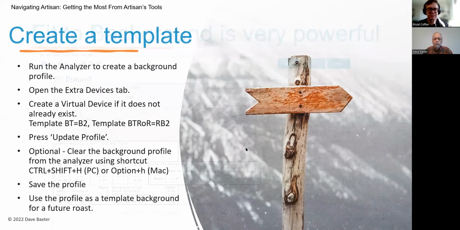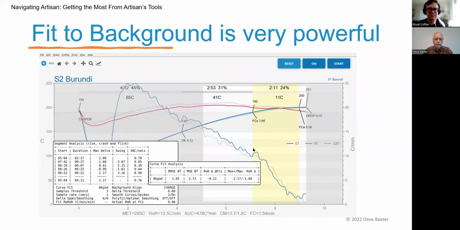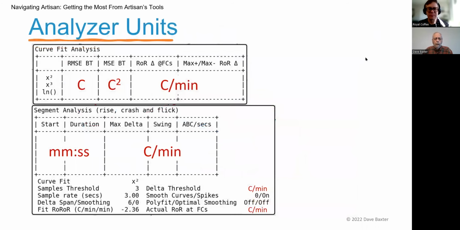Again, here's the step-by-step. That'll be repeated at the end of the presentation. Fit to background, very powerful. Give this a try. I think you'll find it very instructive as you're working on your roasting technique. And for those who may want to know, these are the units that each of these values are output in. Since we just put the numbers in these boxes, these are what the units actually are.